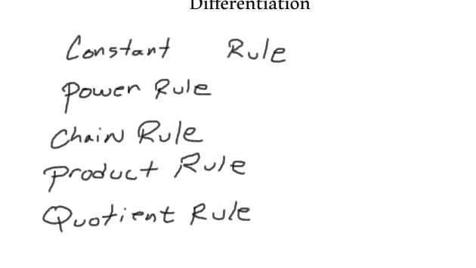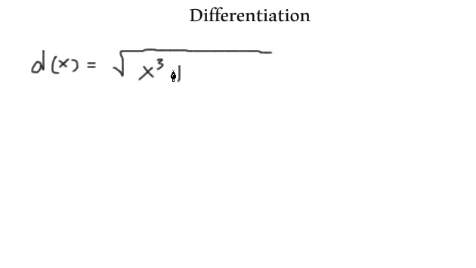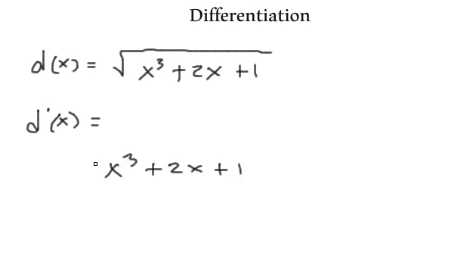Now let's actually go back up here. Let's clear that off, and let's look at another one here before we go. Let's say I had d of x is equal to the square root of x cubed plus 2x plus 1, and we're asked to find d prime of x. Well, the first thing we're going to have to do is rewrite this, and that is we're going to write it as x cubed plus 2x plus 1, and it's all raised to the half power.